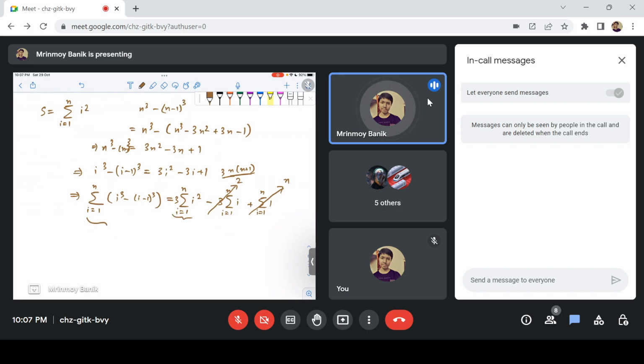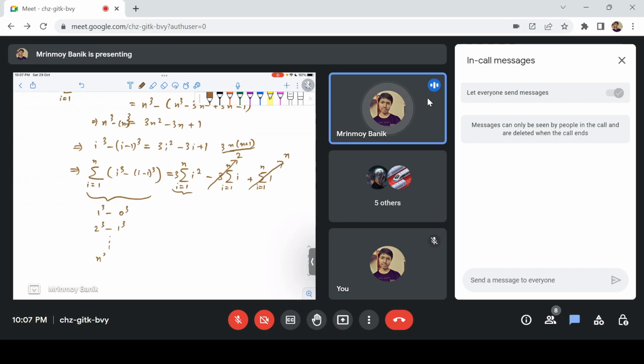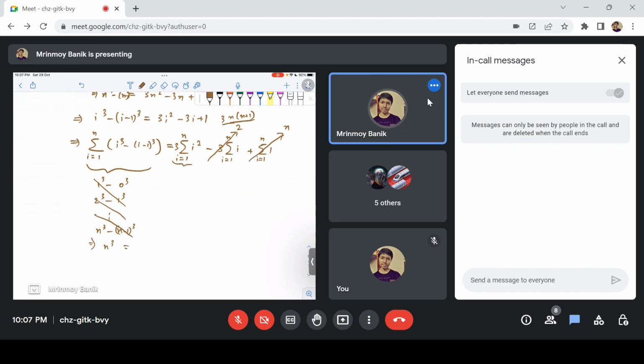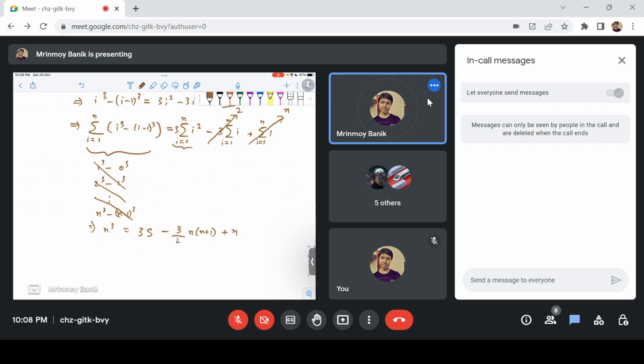And now this is also like this is 1 cube minus 0 cube, 2 cube minus 1 cube, up till n cube minus (n minus 1) cube. So they get cancelled like this. We're left with n cube minus 0 cube, which is n cube. So n cube equals 3 times x, or let me say the sum that we want to know, minus 3 by 2 times n into n plus 1, plus n.